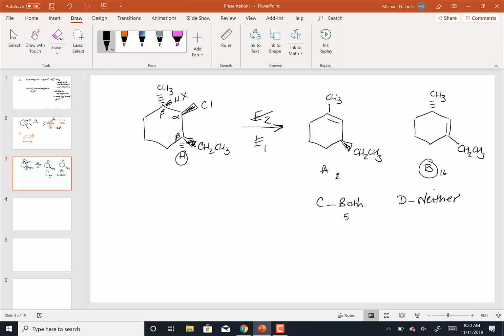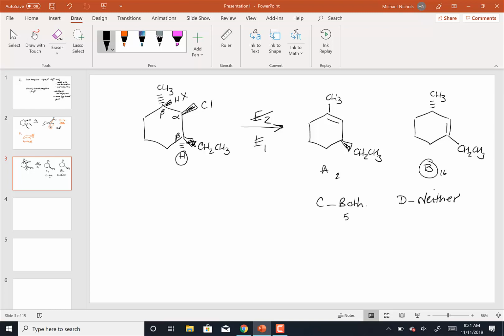There's no restriction now on stereochemistry. So if I change this to E1, my major products are both. So they're both possible products. Which one would be the major product? Let's vote on that. So if I change this to E1, what is the major product?